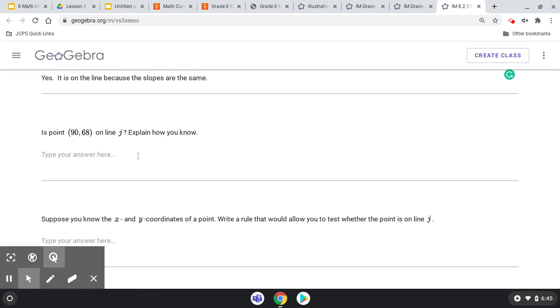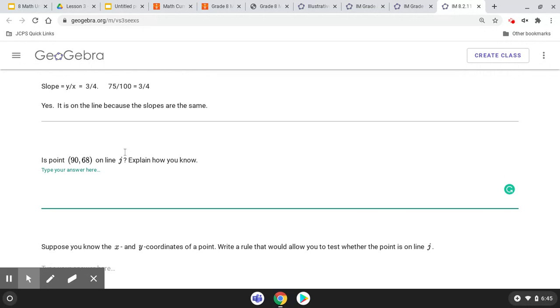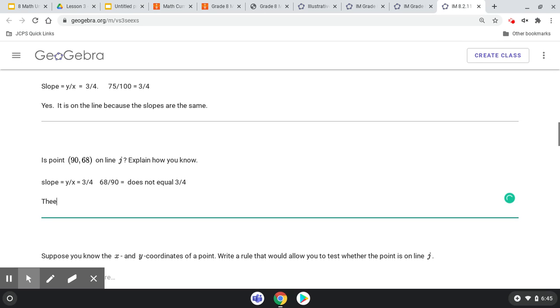Now for the next question, we're going to do the exact same thing. So our slope still is going to be Y over X, which we know already is 3 over 4. Now we have to determine if 68 over 90 is equivalent, and it is not equivalent. So it does not equal 3 over 4. Therefore, the point (90, 68) is not on the line because it does not have the same slope.